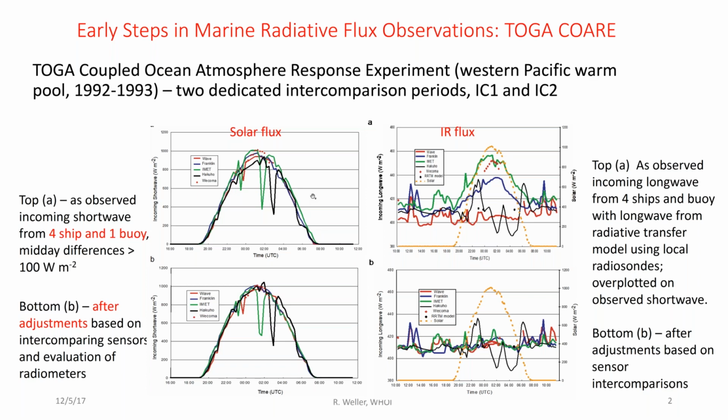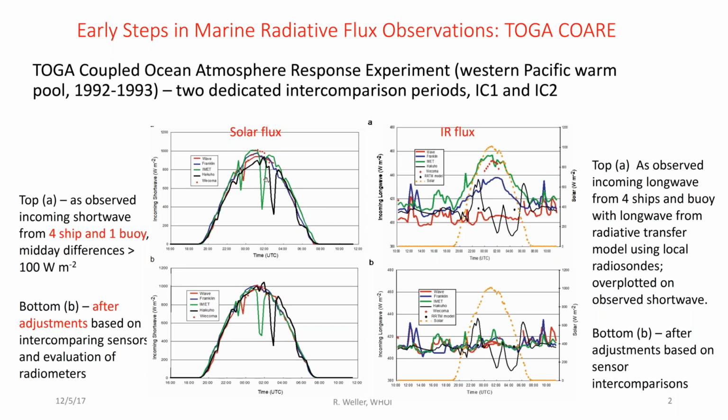So this is an example from the early 90s in a program called TOGA COARE. And we did a comparison with 4 ships. 3 of the ships were side by side for 1 day, and the other one was sort of going back and forth. And on the left upper panel, you can see solar flux from the comparison for 1 day.